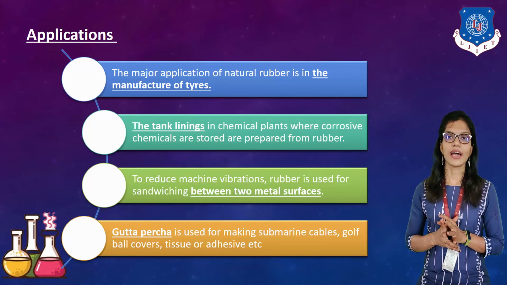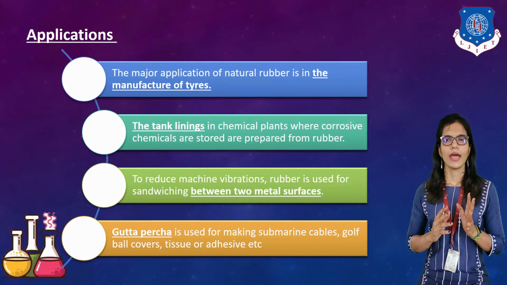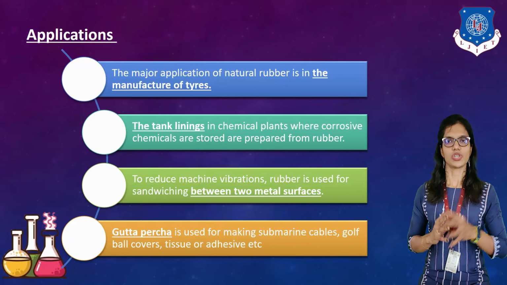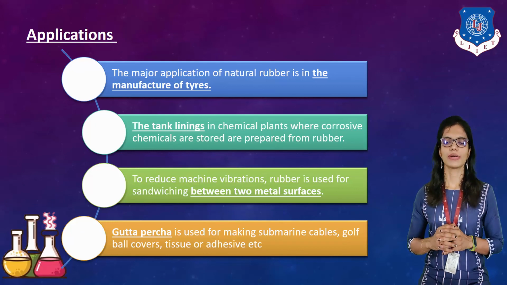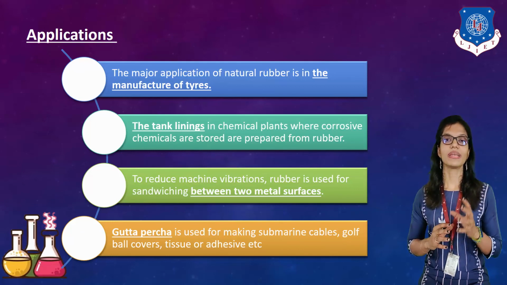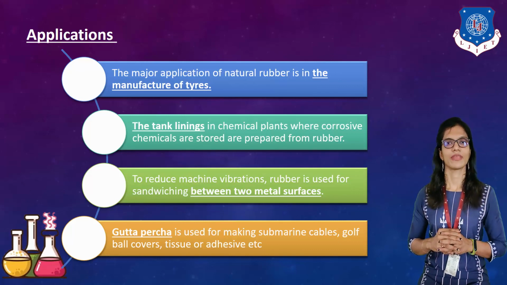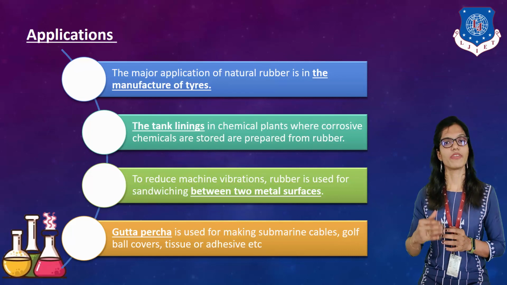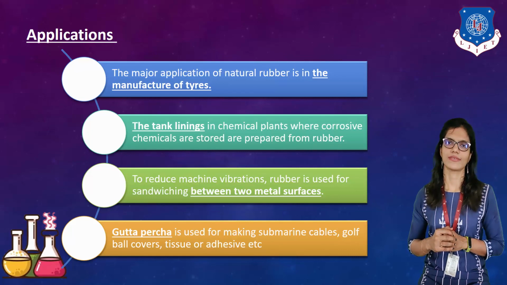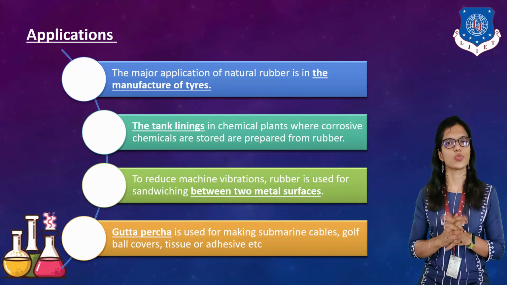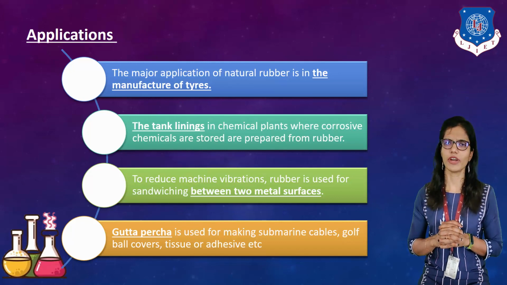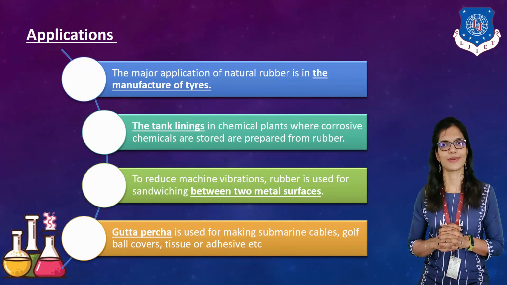Next is gutta-percha. What do you mean by gutta-percha? Gutta-percha is used for making submarine cables, golf ball covers, different kinds of tissues or adhesives, etc. We can use it in different forms. It is most widely used in submarines, to manufacture different parts of submarines.